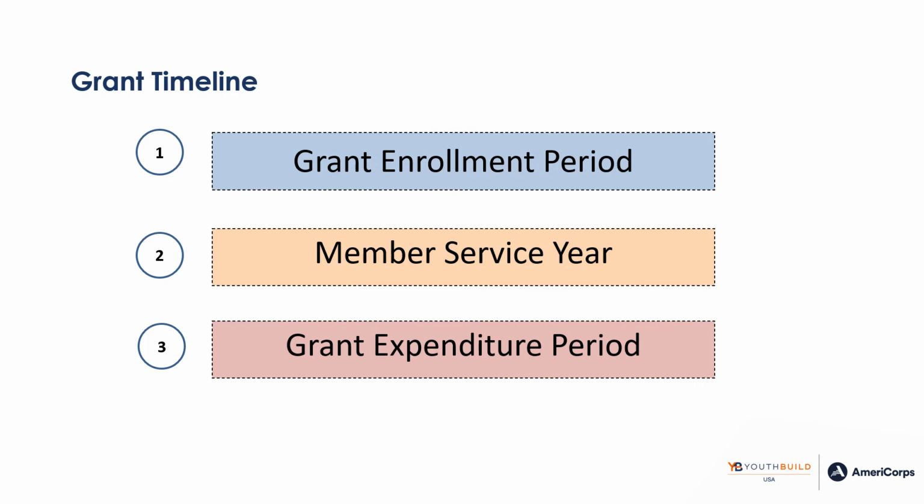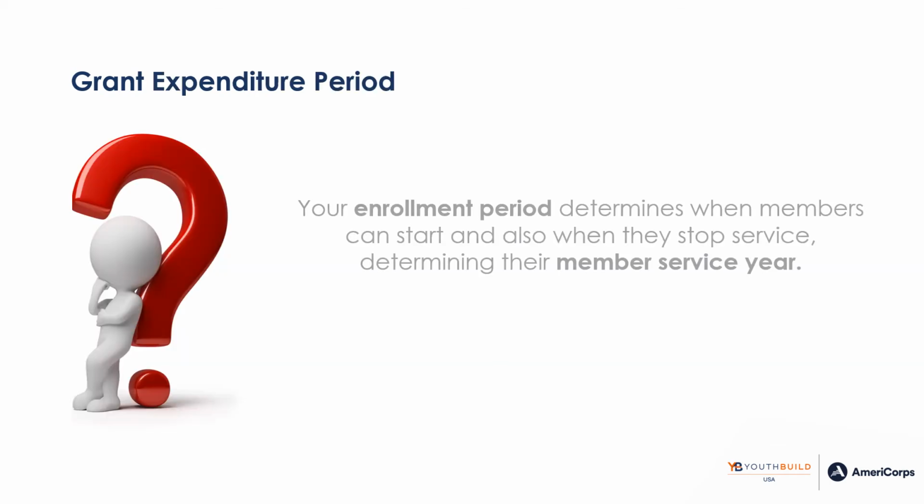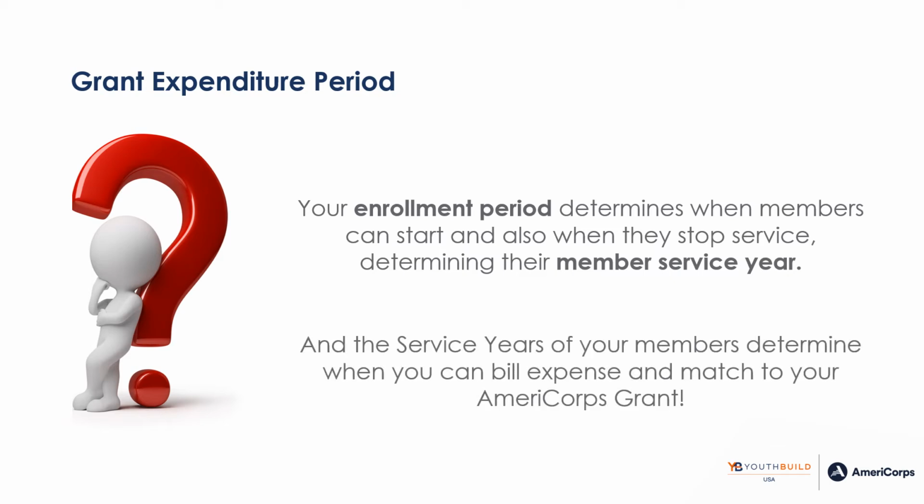And finally, let's tie it all together with the grant expenditure period. You may be asking what these two programmatic timelines have to do with your financial grant management. The answer is that the dates your members are enrolled determine their member service years, and those member service years determine when you are able to bill expenses to your AmeriCorps grants. We call this period of time the grant expenditure period.